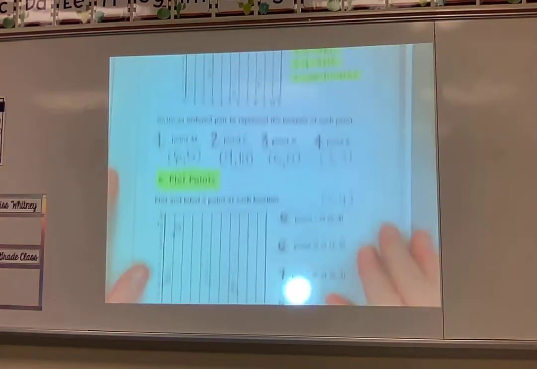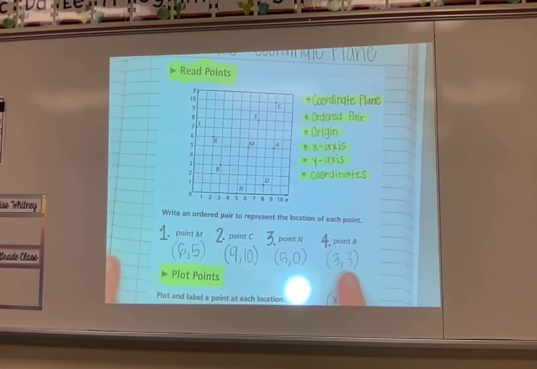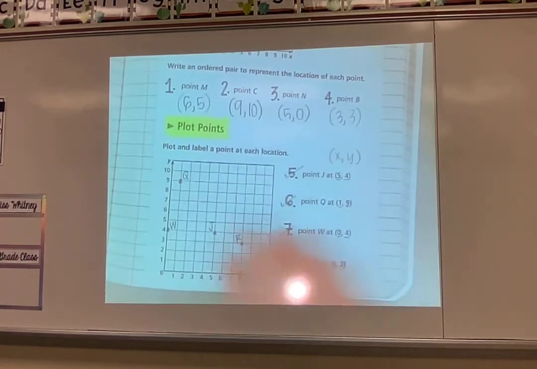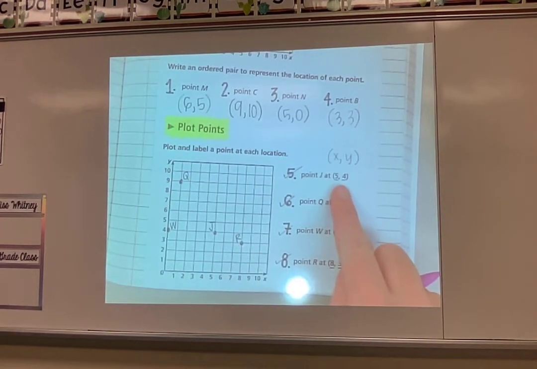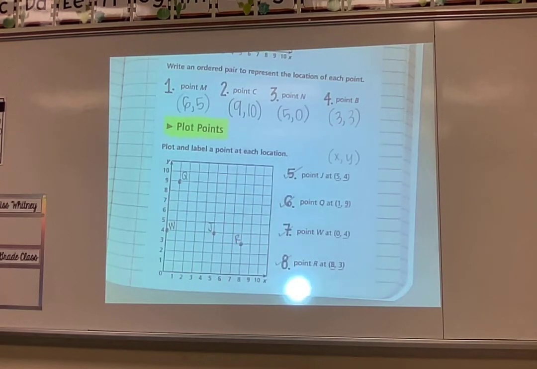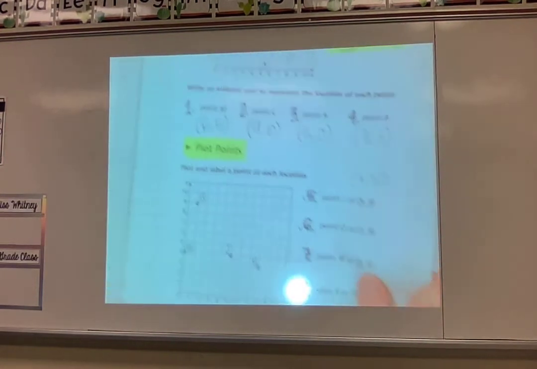So I can use points that are already plotted, and I can give their coordinates or the ordered pair to tell where they're at on the coordinate plane. Or I can be given a blank coordinate plane, and I can use these coordinates or this ordered pair to plot the points that they want me to put onto the coordinate plane or the graph. We can do it both ways. A little bit more of something that I want to show you, so let me flip to my next page in my notes here.